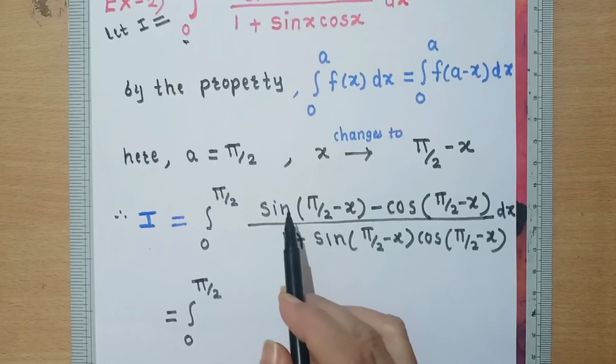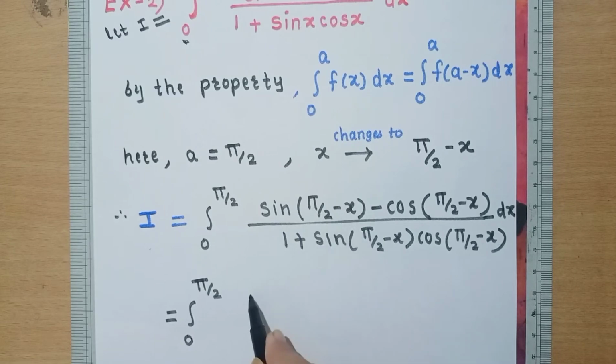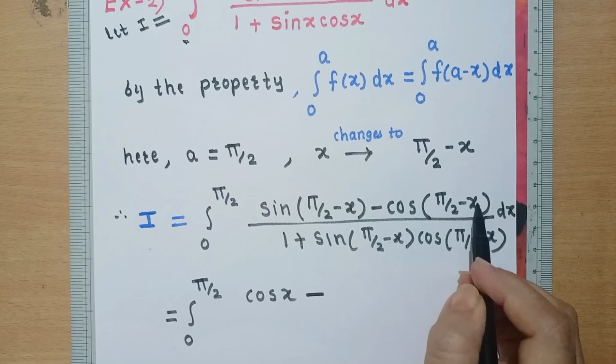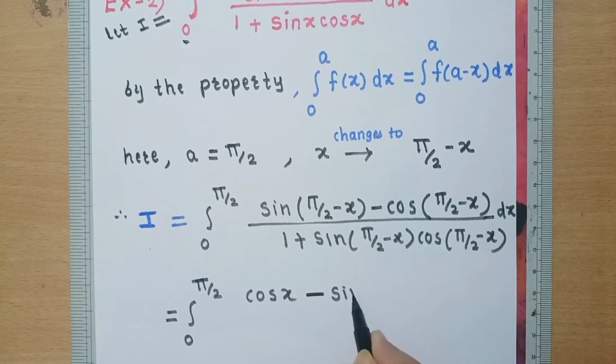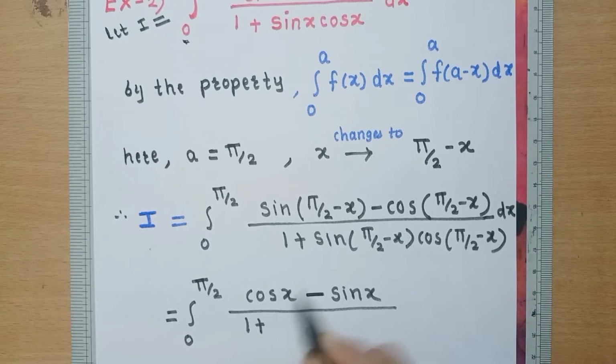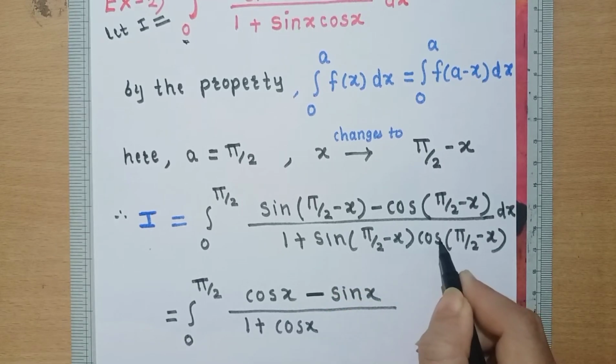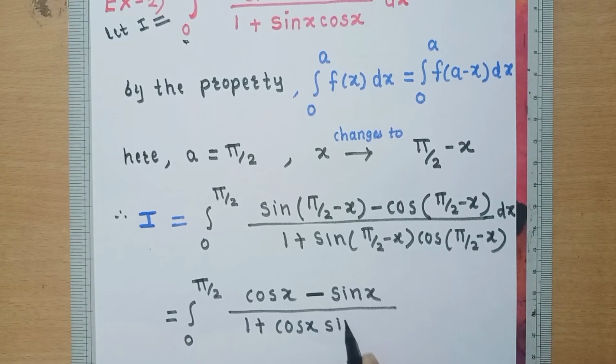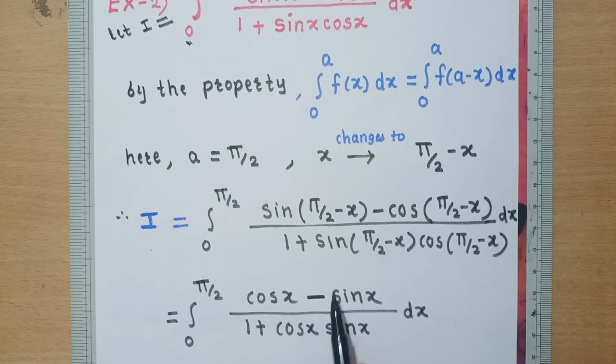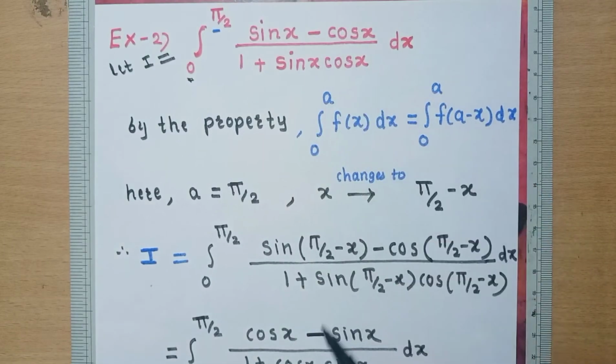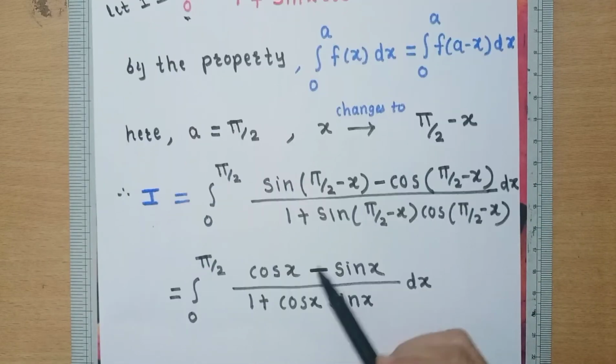And again in the next step, sin(90 minus x) is cos x, then minus cos(90 minus x) is sin x, and in the denominator 1 plus sin(90 minus x) is cos x, and cos(90 minus x) is sin x, dx. This is the same as the given integral, only we have to take this minus sign out.